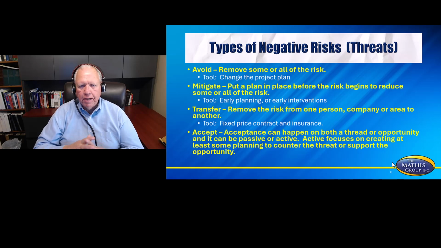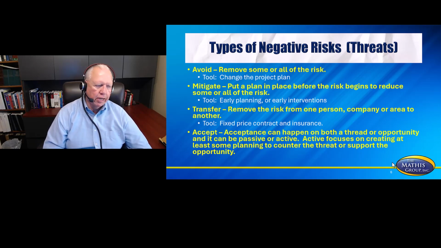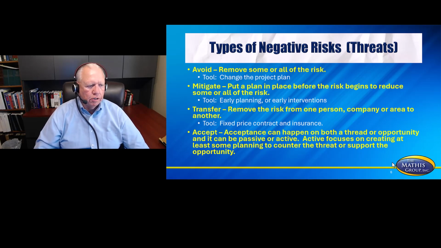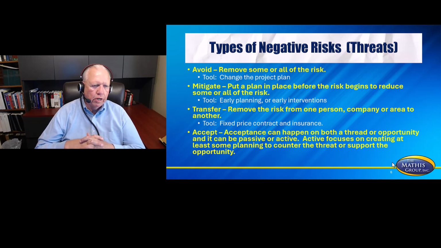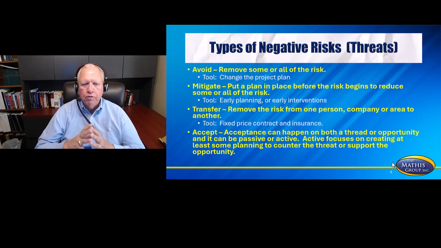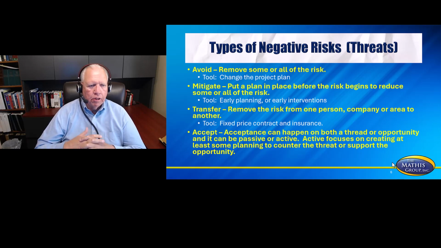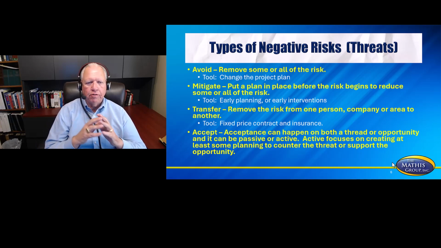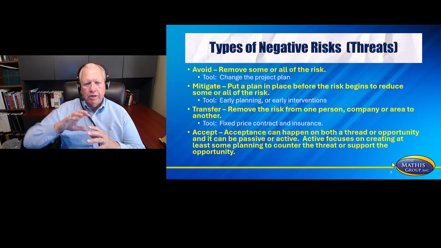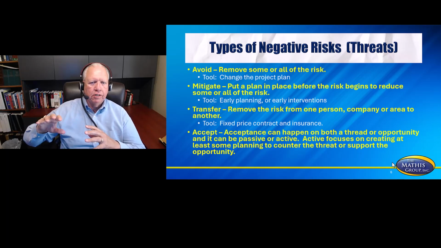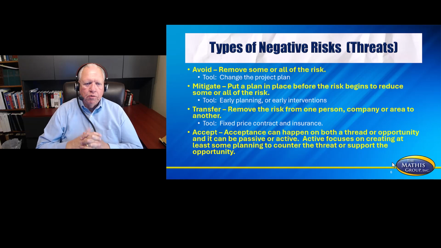There are different types of strategies for dealing with negative risk, and you want to make sure you know each of these. The first one is called avoid or avoidance. This is where you remove some or all of the risk because you don't want the risk to happen, obviously. One of the most common things they do on the test is tell you in the narrative that they have changed the project plan. What that means is that they're avoiding risk, because the project plan is going to take the project in a different direction.